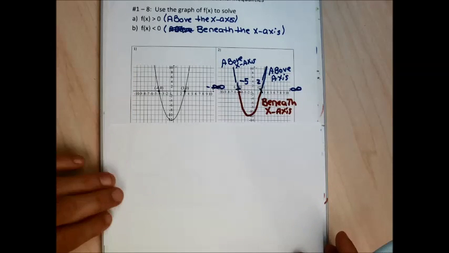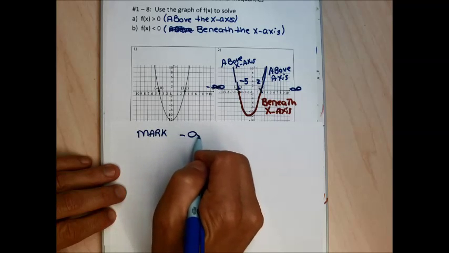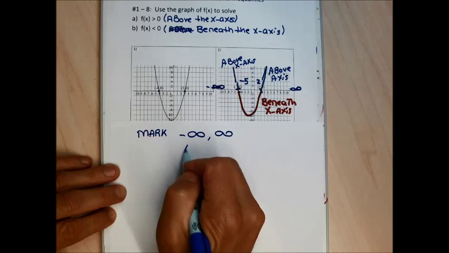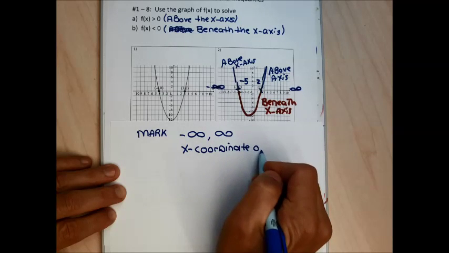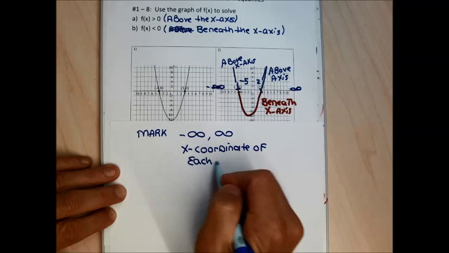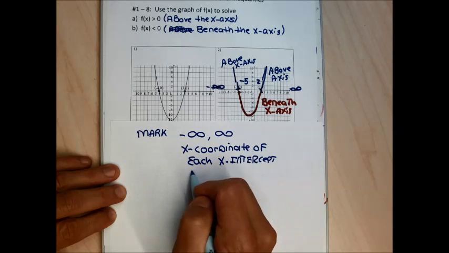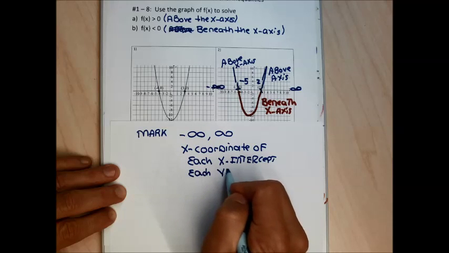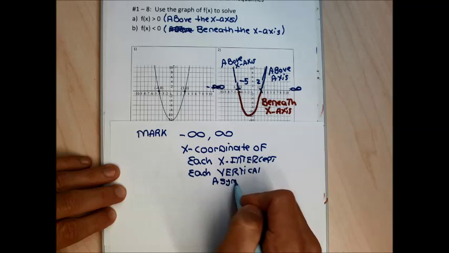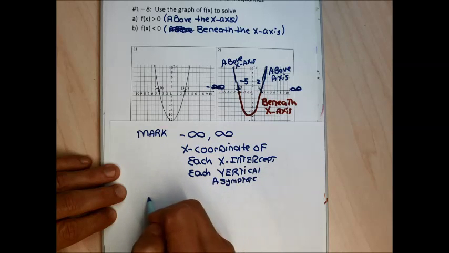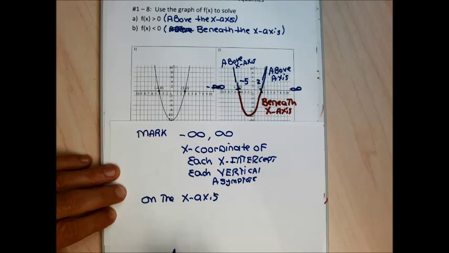So to get started for each of the problems between 1 and 8, I'm going to mark negative infinity, positive infinity, and the x-coordinate of each x-intercept, if there are any x-intercepts, and of each vertical asymptote, if there are vertical asymptotes, on the x-axis. And then I'm going to create intervals.